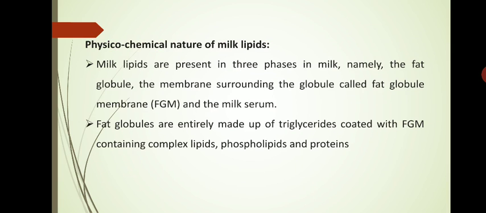Now we will see the physicochemical nature of milk lipids. Milk lipids are present in three phases in milk, namely the fat globule, the membrane surrounding the globule called the fat globule membrane, and the milk serum. So fats or lipids are present in milk in the form of fat globules as well as the membrane surrounding the globules, and some of the fats are present in the milk serum. Fat globules are entirely made up of triglycerides coated with the FGM, containing complex lipids, phospholipids and proteins.